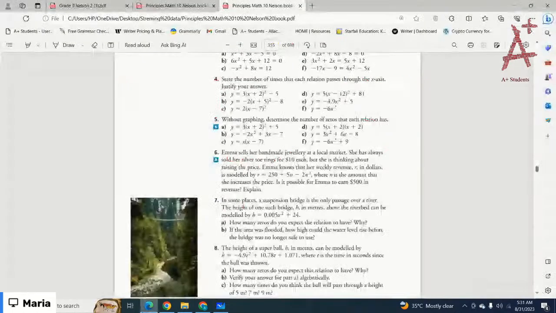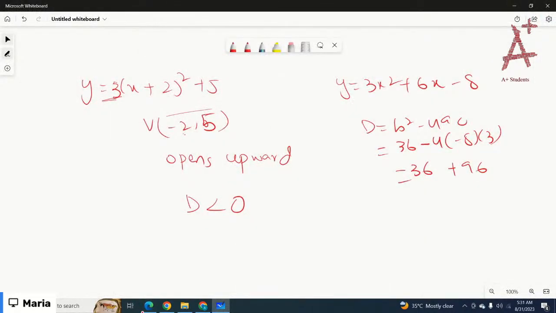3x square plus 6x minus 8. So b is 6. 36 plus 96 is 132, right? That means d is greater than 0. That means the equation has two roots, right?